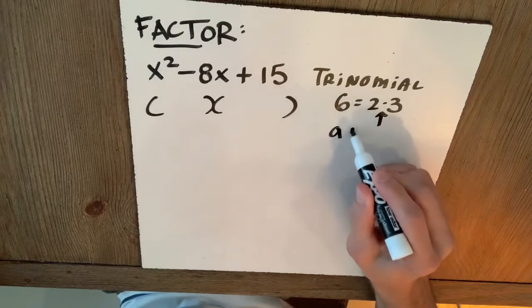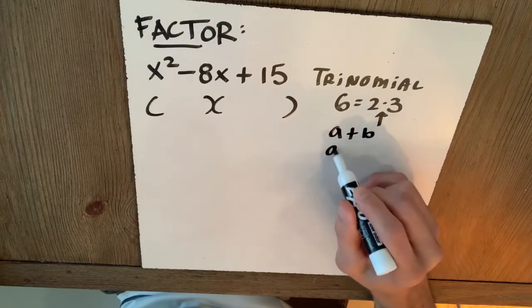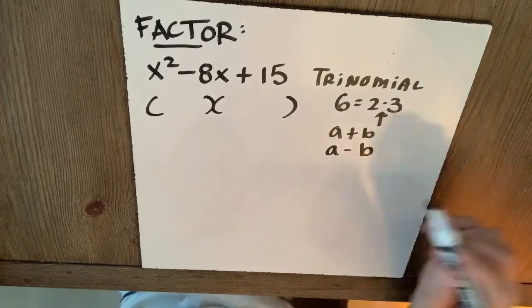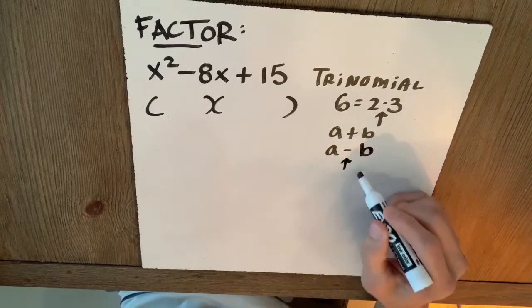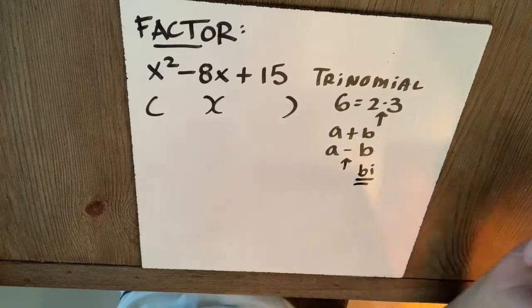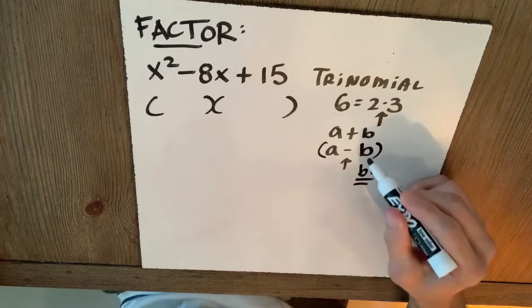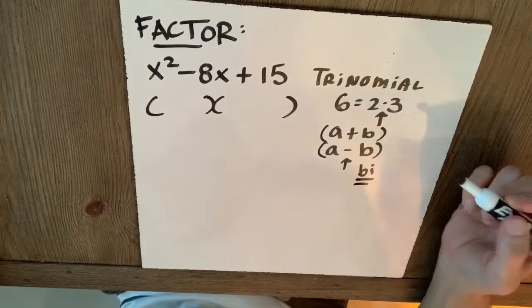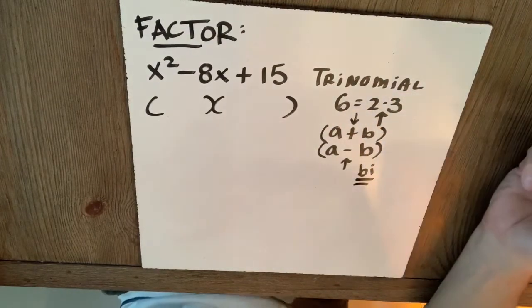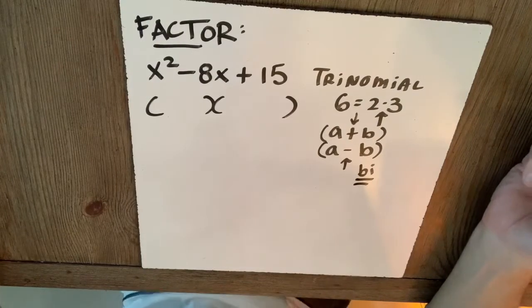Now, binomials are separated by pluses and minuses. Maybe I have a plus b or a minus b. Binomial, you see that word bi, like bicycle. There's two terms there. And terms, remember, are separated by pluses and minuses. So either a plus or minus will be there, and they'll separate the terms.